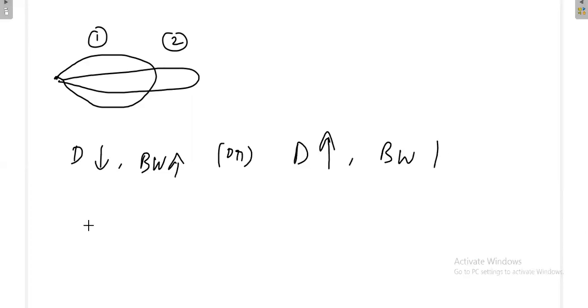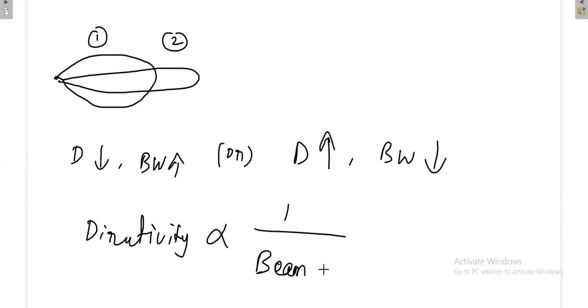I think I have already given you the relation. So always remember, directivity is inversely proportional to beamwidth. Directivity is inversely proportional to beamwidth. Okay, so that's the idea.